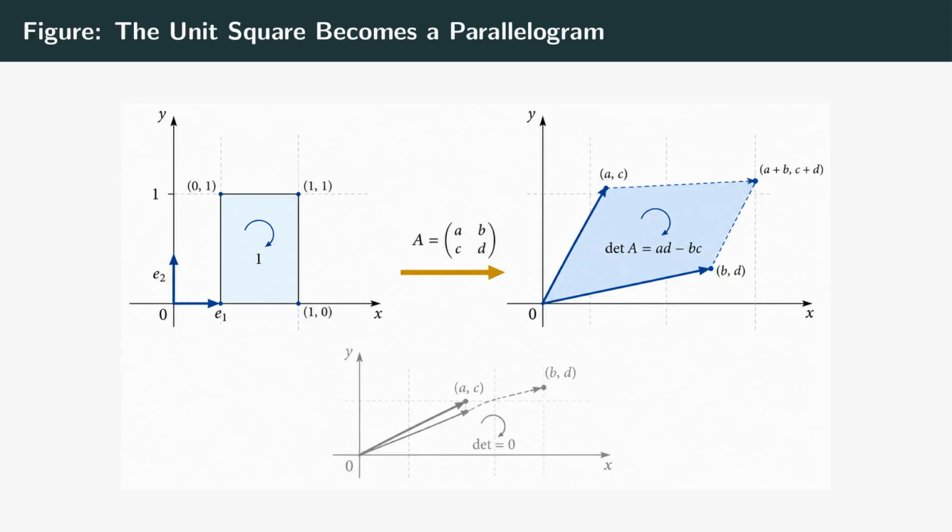Here is the picture the whole episode rests on. On the left is the unit square, sitting on the grid with the two standard unit vectors along its edges, and its area is 1. The gold arrow in the middle is the matrix A doing its work. On the right is the result.